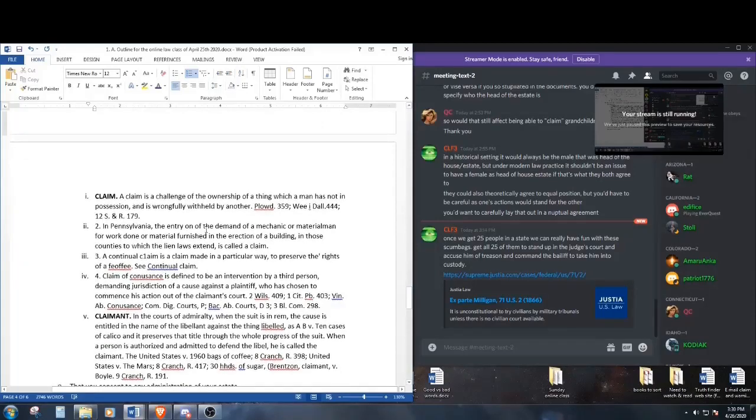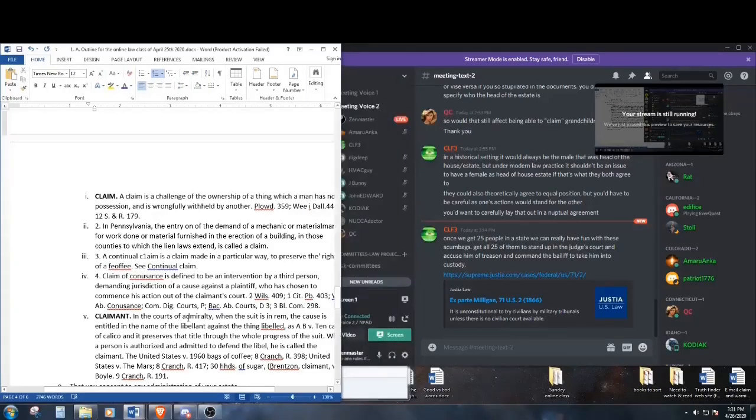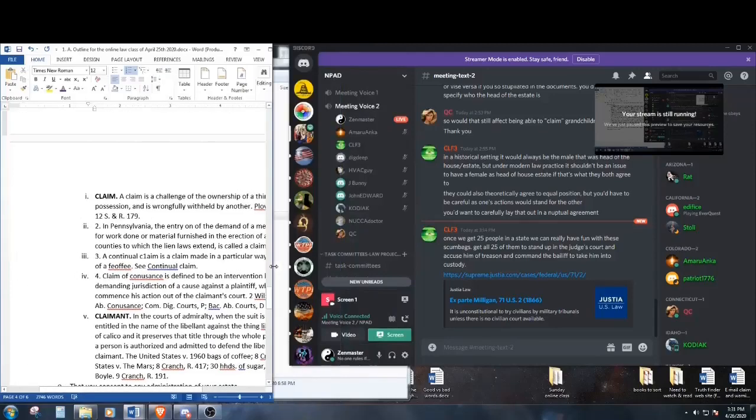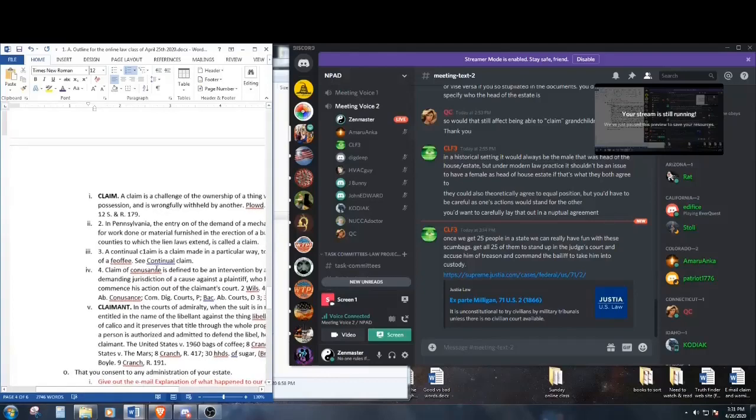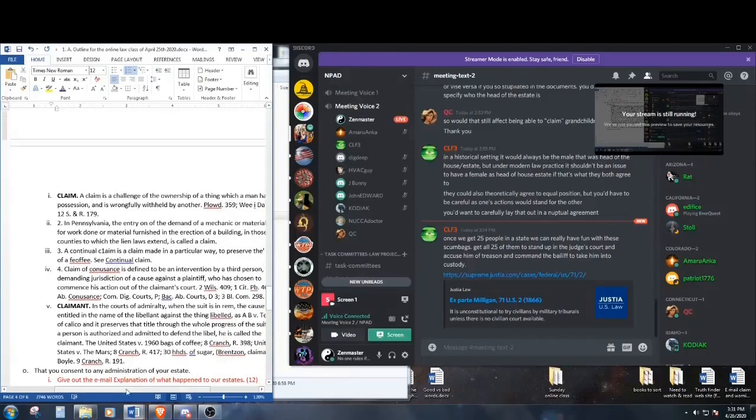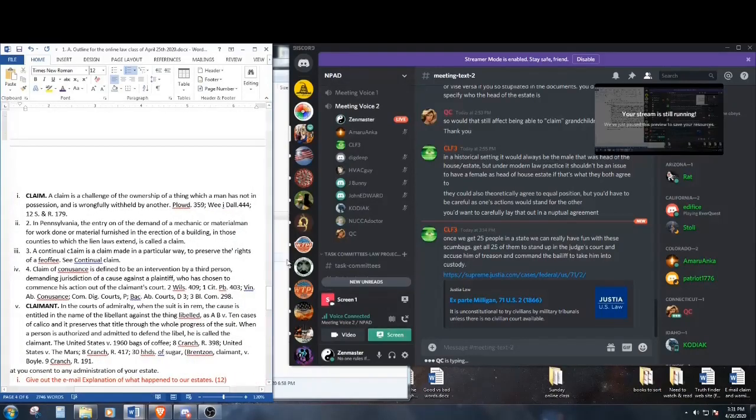So a claim is a challenge of the ownership of a thing which a man has not in possession and is wrongfully withheld by another. Why do you have to have everything complete before you open that estate? Because you don't have any standing. You don't have any standing to do anything in the estate until you've properly come forward and done proper standing on public record. That's the reason.